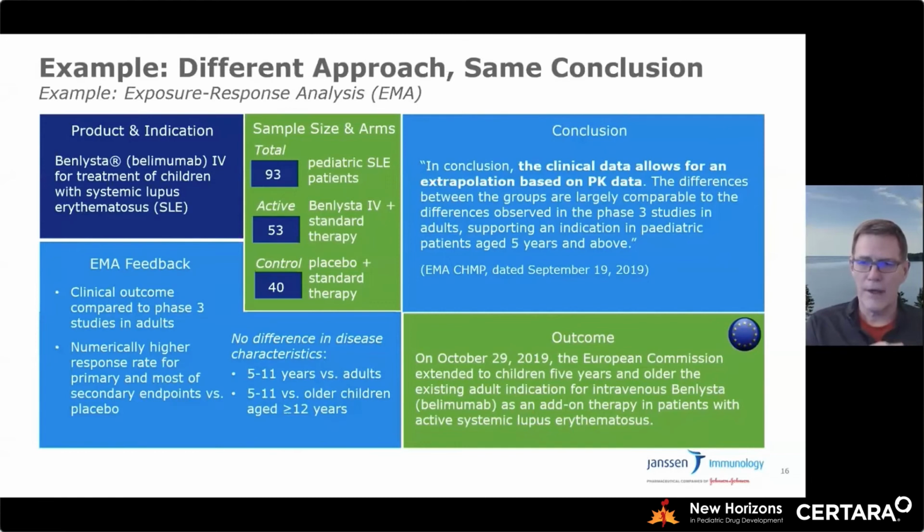And in subjects aged 5 to 11 years, there was no important difference in disease characteristics between children and adults, nor between children aged 5 to 11 and children older than 12 years of age. In conclusion, the EMA felt that the clinical data allowed for an extrapolation based on PK data. So this was using effectively an exposure response analysis approach.